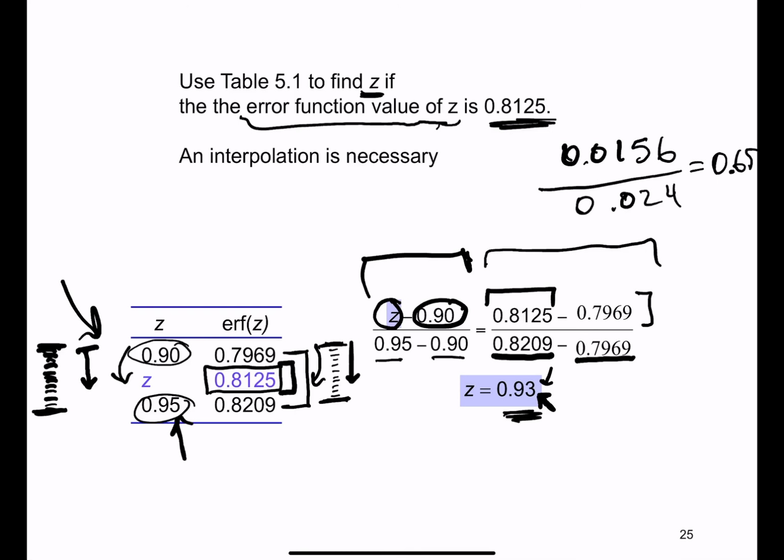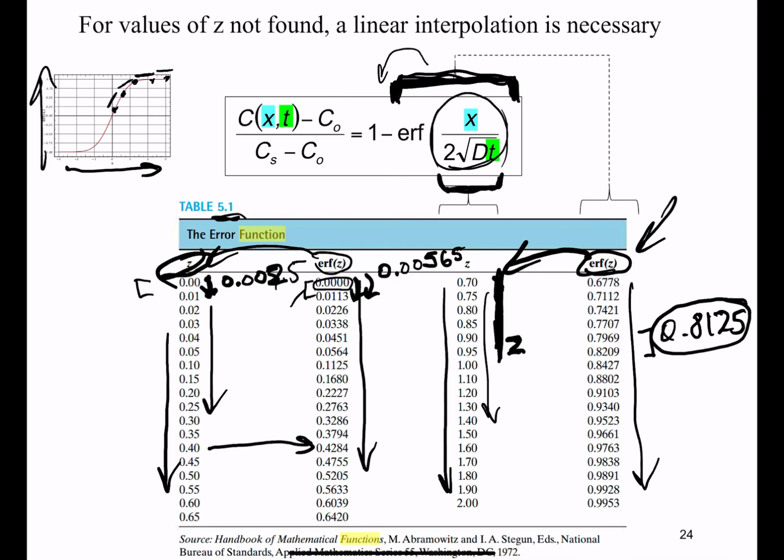Okay, so that is linear interpolation using table 5.1, and that would give us a z value that we could use to do work on the inside if needed. Okay, so what I've circled there could be z in a question.